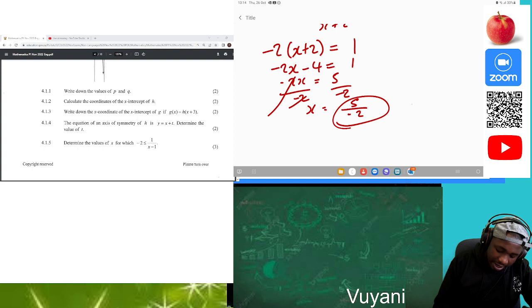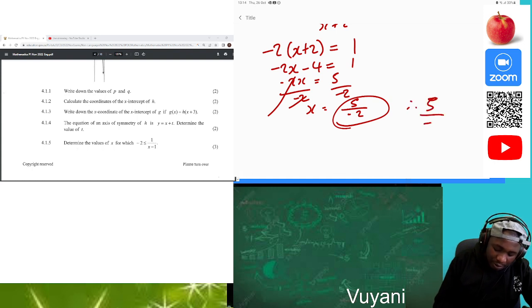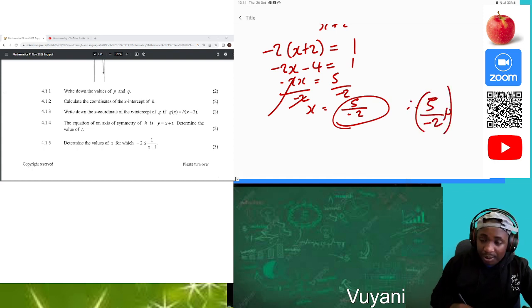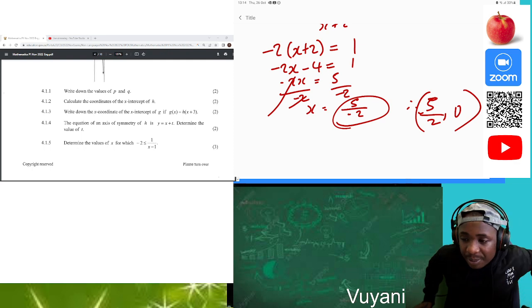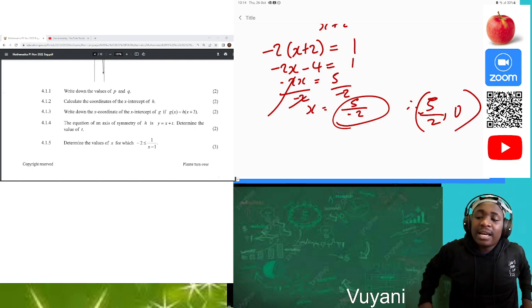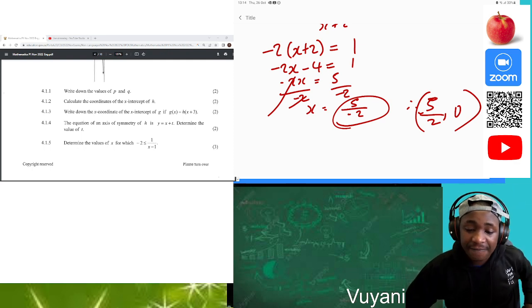That will be our x-intercept again, because we understand that this should be a coordinate. We put that in a coordinate format. Negative 5 over 2, 0 will be our x-intercept for the reflected function.